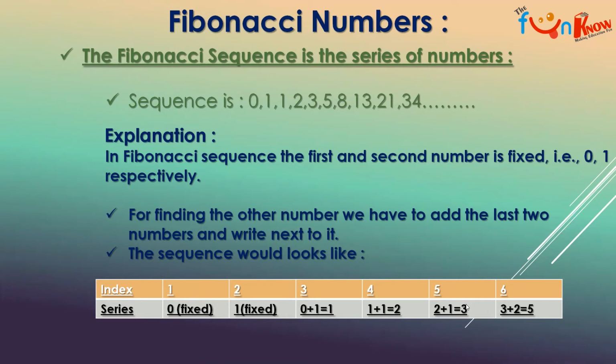So in simple terms, the Fibonacci sequence is a series of numbers where each number is found by adding the previous two numbers. And in this case, the first two numbers are always fixed, which are 0 and 1.